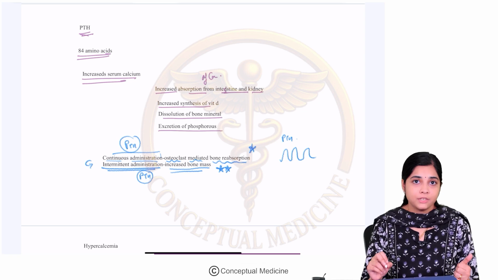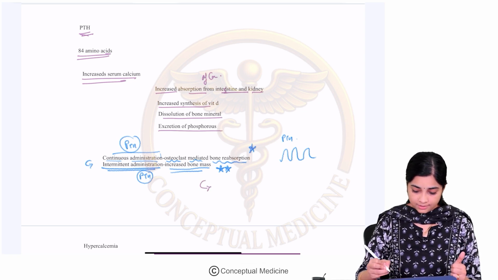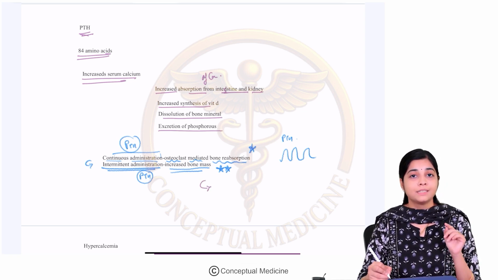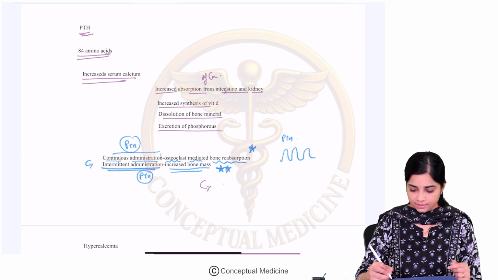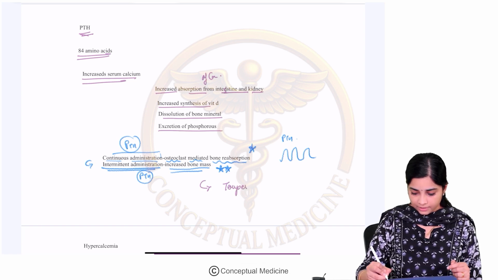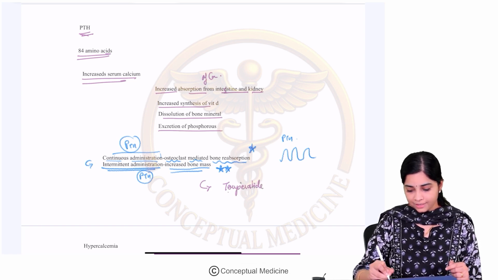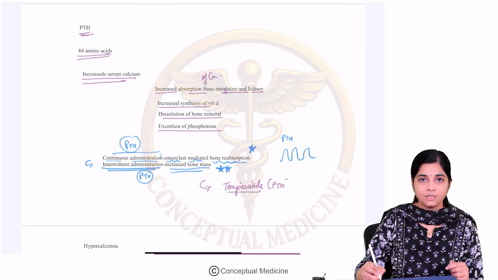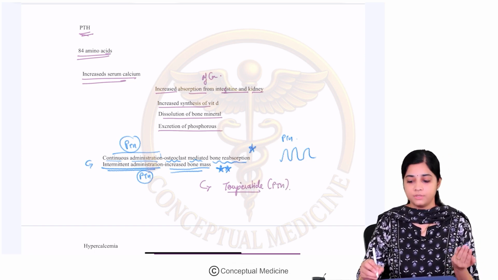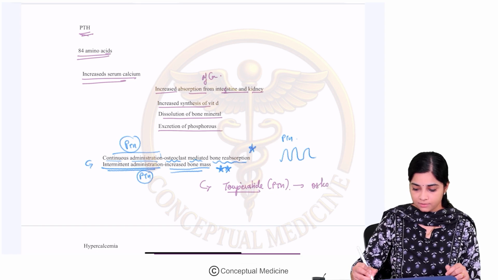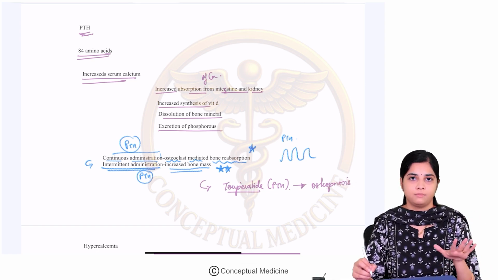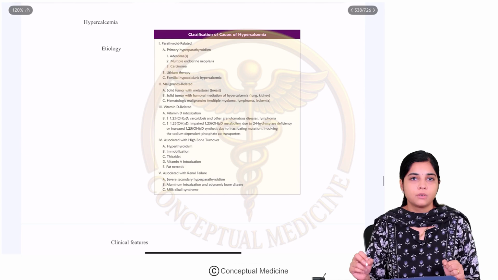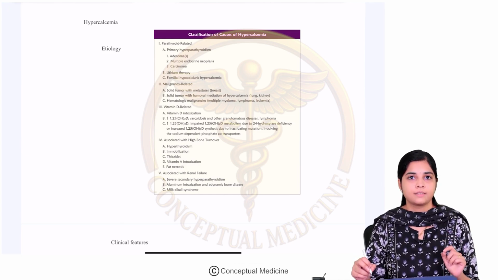What is the practical application of this? The practical application is that we give intermittent recombinant PTH in the treatment of osteoporosis, and this is nothing but your teriparatide. So if you get a doubt, teriparatide is also a synthetically available PTH. How is it used in the treatment of osteoporosis? It is used because intermittent PTH actually causes bone formation. Alright, fine. Now let us move on to this topic of hypercalcemia.